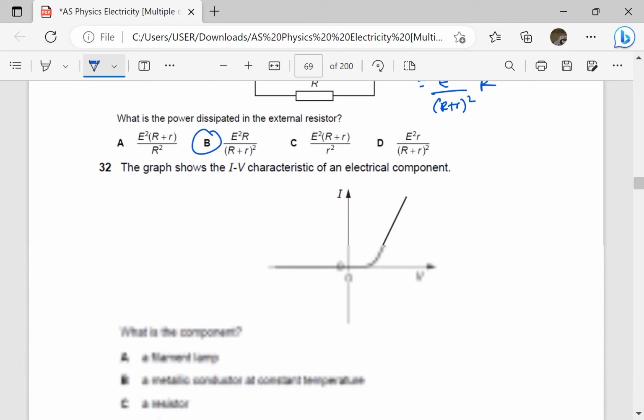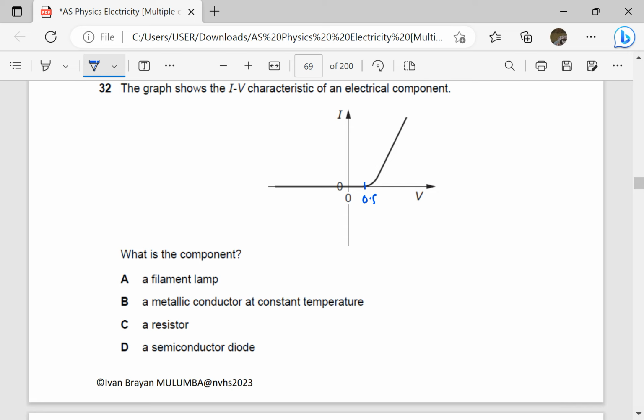The graph shows the IV characteristic of an electrical component. Of course, this is a diode because the threshold is about 0.5, 0.6 for a diode, and it is forward biased. So there is infinite resistance for negative values of V. So this is a semiconductor diode without even any hesitation.